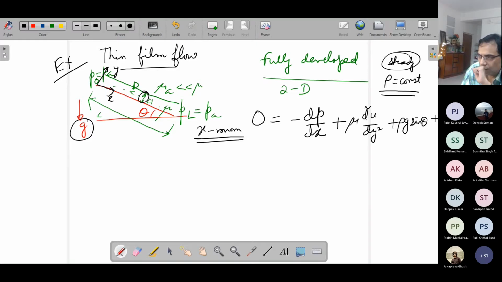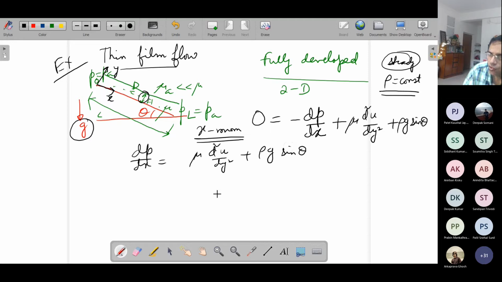So let us separate these ones. So dp/dx is equal to mu d2u/dy2 plus rho g sin theta. Again, very similar to the form in which we had solved the previous problems. This is a function of x only. This is a function of y only.